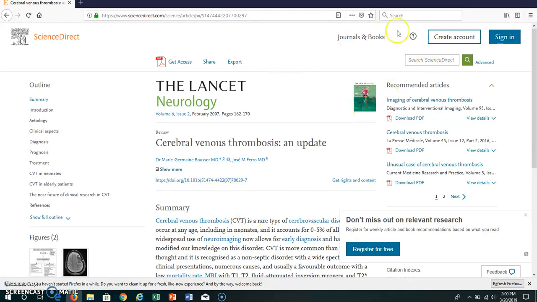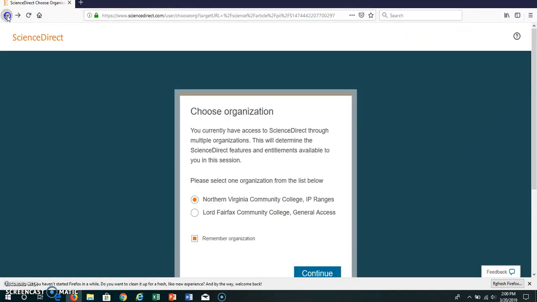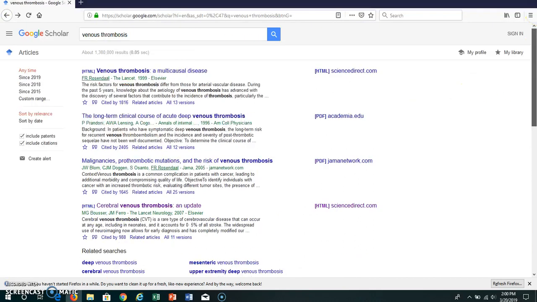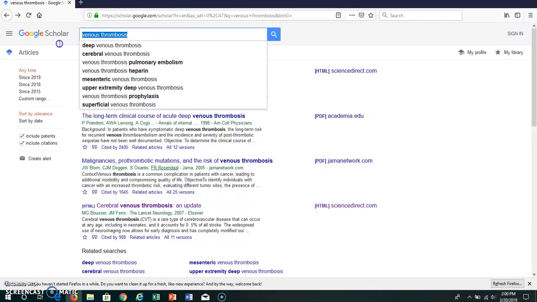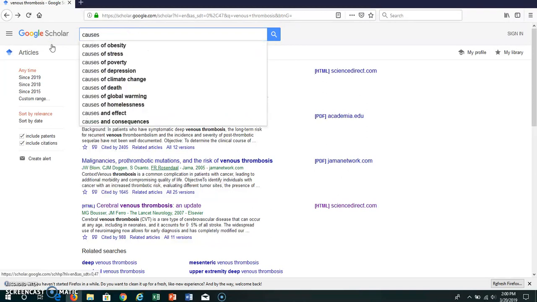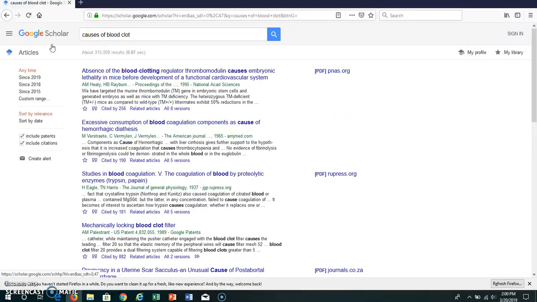But then to search for another paper, I would go back to Google Scholar and then type in causes of blood clot rather than venous thrombosis. So let's go to step one and understand what actually causes blood clot. Not just in the vein, but generally.